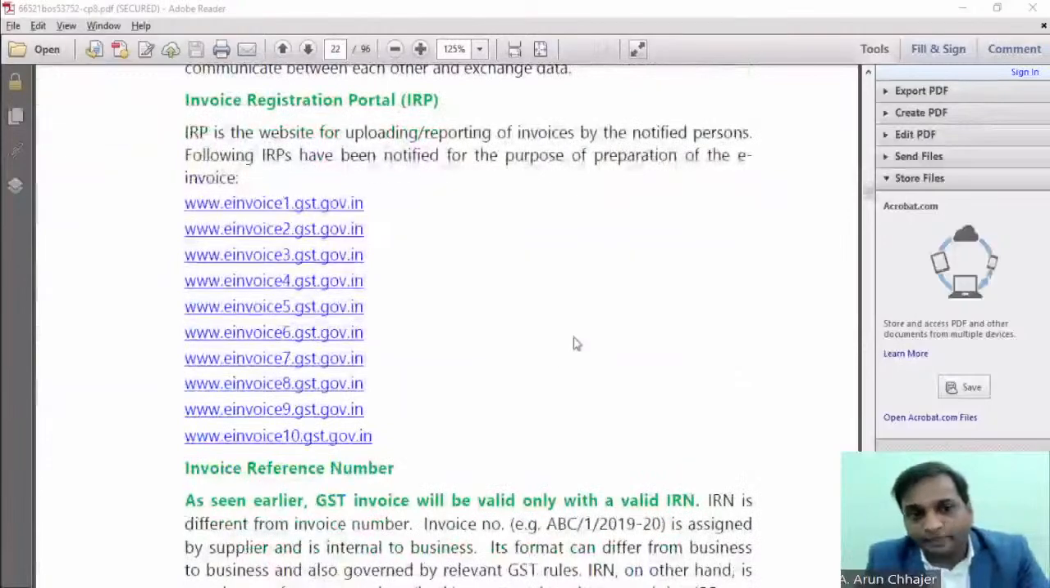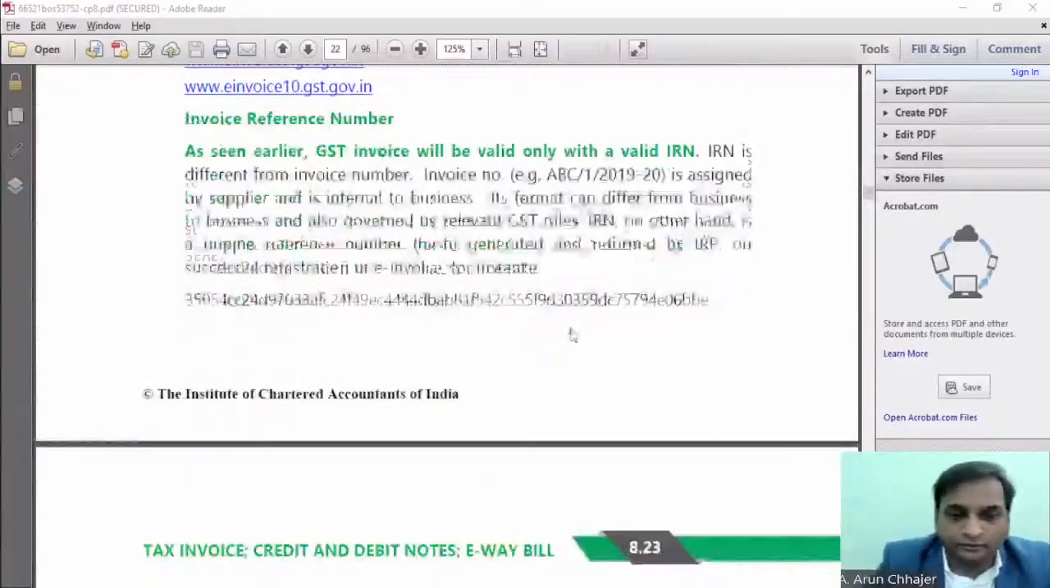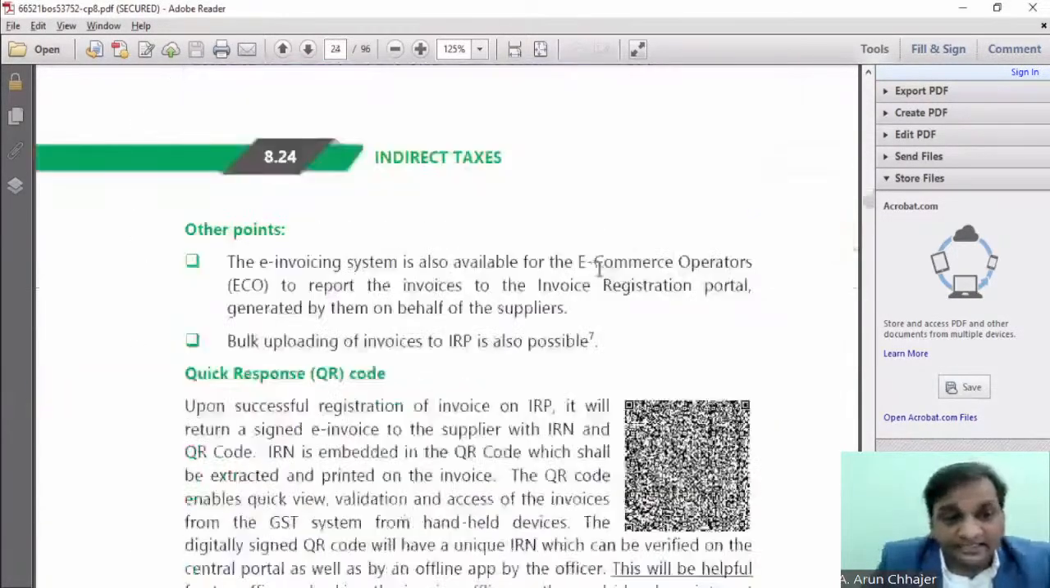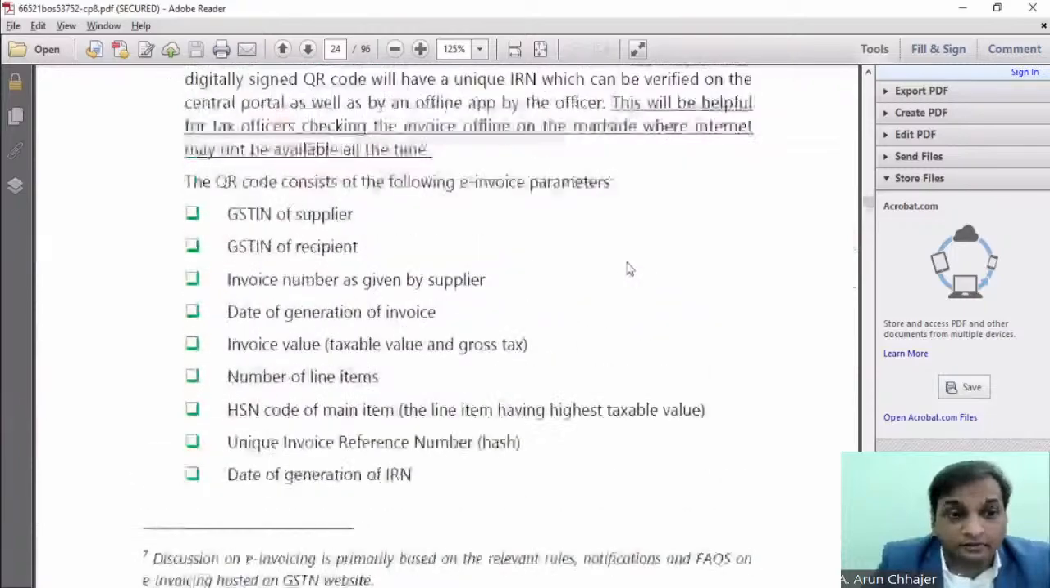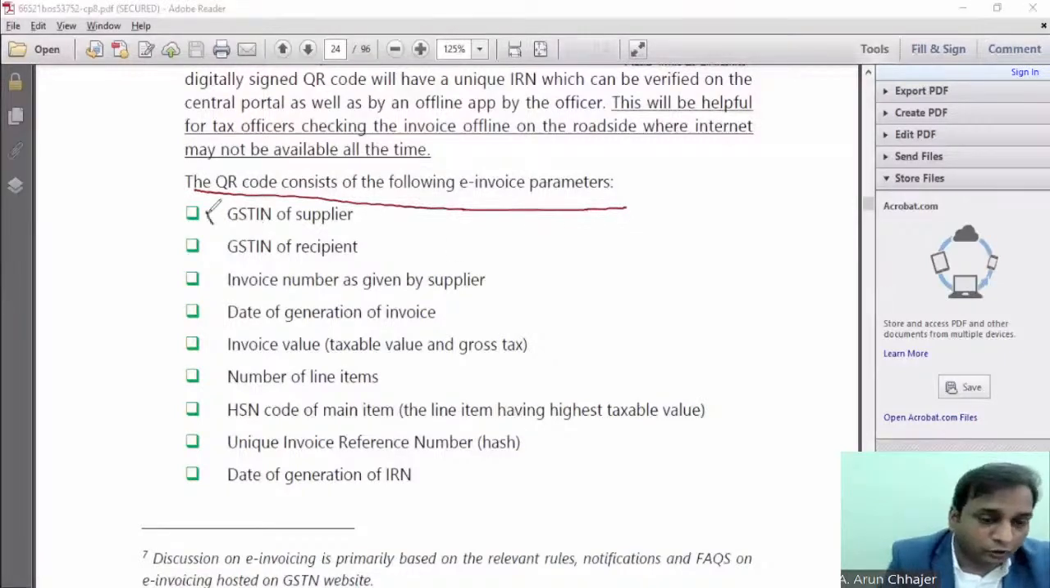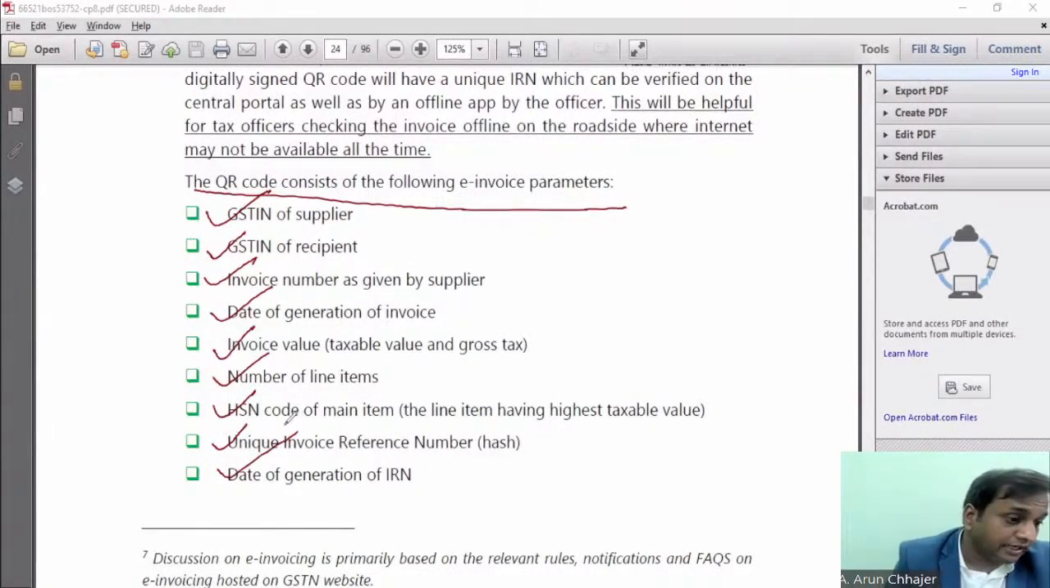These are the IRP, invoice registration portal, and IRN. The IRN would be the combination of the supplier GSTIN, customer GSTIN, date of invoice, and invoice number. And what you can also remember is, what does the QR code consist of? QR code consists of GSTIN number of the supplier, customer, invoice number, date of generation of invoice, value, number of line items, HSN code, unique invoice reference number, and date of generation of IRN.